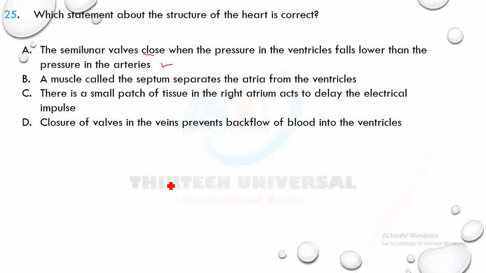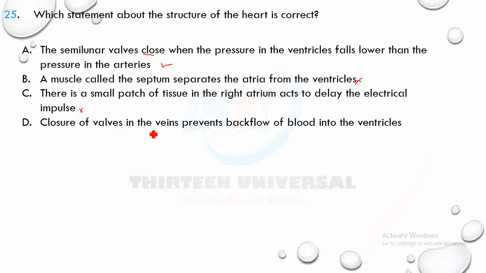Now B says a muscle called the septum separates the atria from the ventricle. No, the septum separates the two sides of the heart, not the atria from the ventricle. C says there is a small patch of tissue in the right atrium that acts to delay the electrical impulse. No, it's trying to explain the sinoatrial node, but that does not delay the impulse, it generates it.